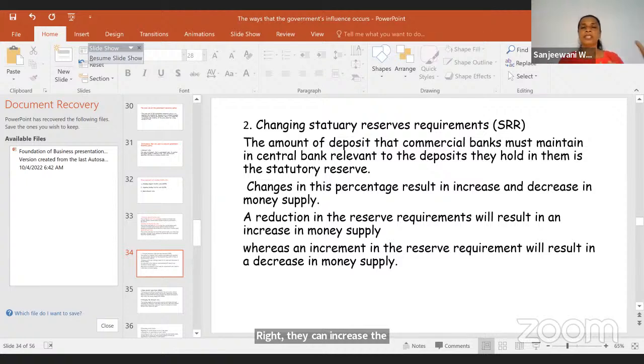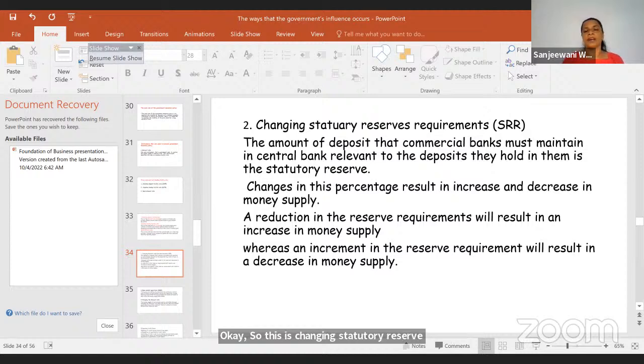So when the commercial banks deposit more at the central bank, they have little money, so the money supply decreases. Think in that manner practically. If the central bank wants to increase the money supply, they can reduce the statutory reserve requirement, meaning they reduce the amount that the commercial bank should keep. Then the commercial banks have a lot of money, so the money supply increases. Okay, so this is changing statutory reserve requirements, right?